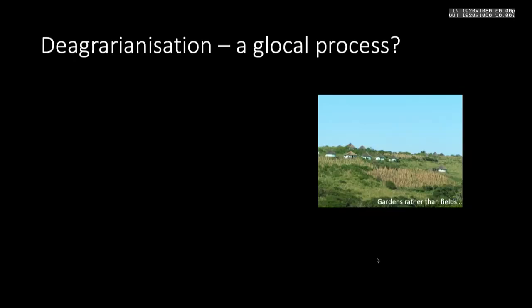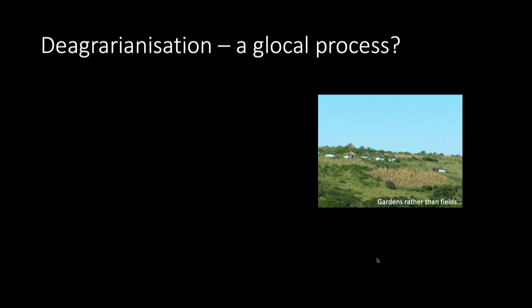I have seen deagrarianisation happen in this area in the past 23 years, but for this session, I started thinking about the fact that we describe deagrarianisation as a global phenomenon. But what are the similarities and differences across the world in this deagrarianisation phenomenon? And here's an example of the size of gardens that people can make now in this village. They're about 0.5 hectares.